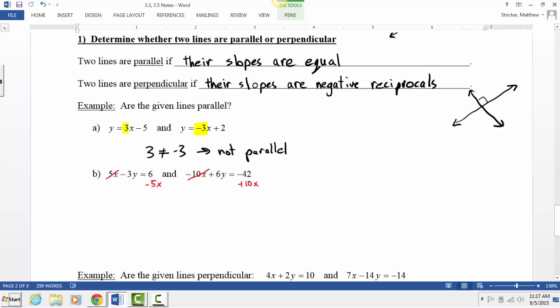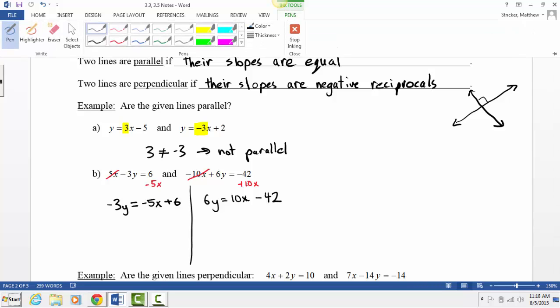+10x. So the first line we can rewrite as -3y. Remember, we're going to write the -5x first. We cannot combine it to the 6, and this is a +6. Okay. The second line, we have 6y equals +10x. I'm not going to write the positive here because it's at the front. And we have -42.